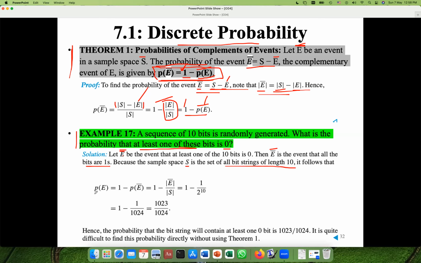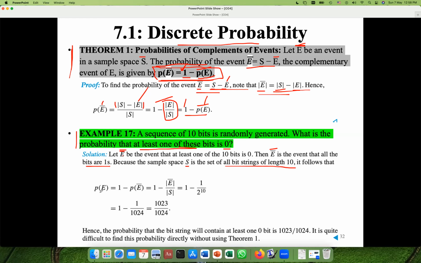And what is the probability of E according to previous knowledge, not E complement? The probability of E is what? With this equation, you can move the E and the complement, no issue. You can move left and right. You can calculate the probability of E and the probability of E complement with this equation. No issue.